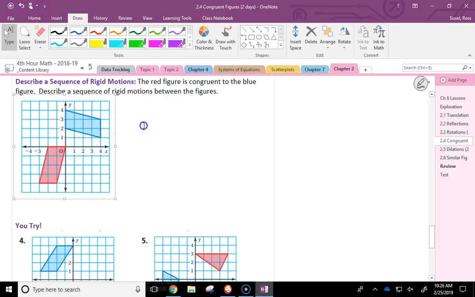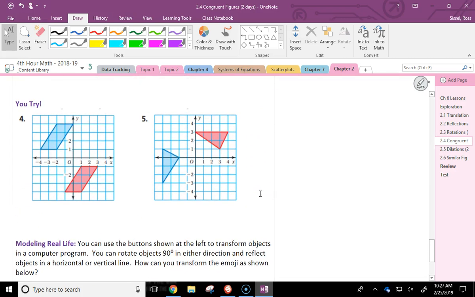So I'm going to write here. I'm going to say first, rotate clockwise 90 degrees. 2, we translated up 1 unit. Translated, how many did we go? 1, 2, 3, 4. 4 units right.